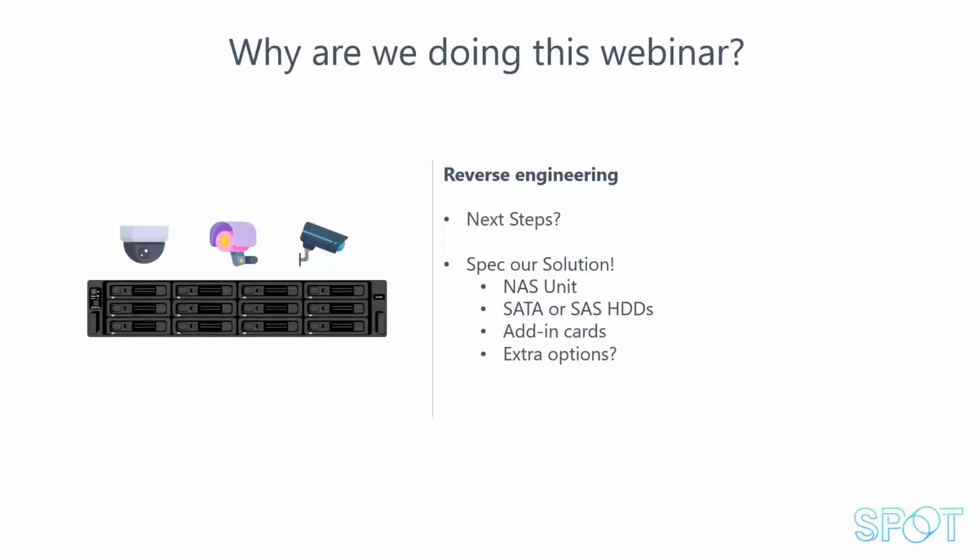So once we've identified our use case and our key targets, next steps, what we can do is we can start speccing out the solution. To do this, we need to look into the best NAS for your use case. Should we be using SATA versus SAS hard drives, or do we need any additional add-in cards, for example? So in this webinar, we're going to be covering the storage side of speccing out a solution by highlighting what key aspects you should be taking into account when choosing the best storage configuration for your use case.